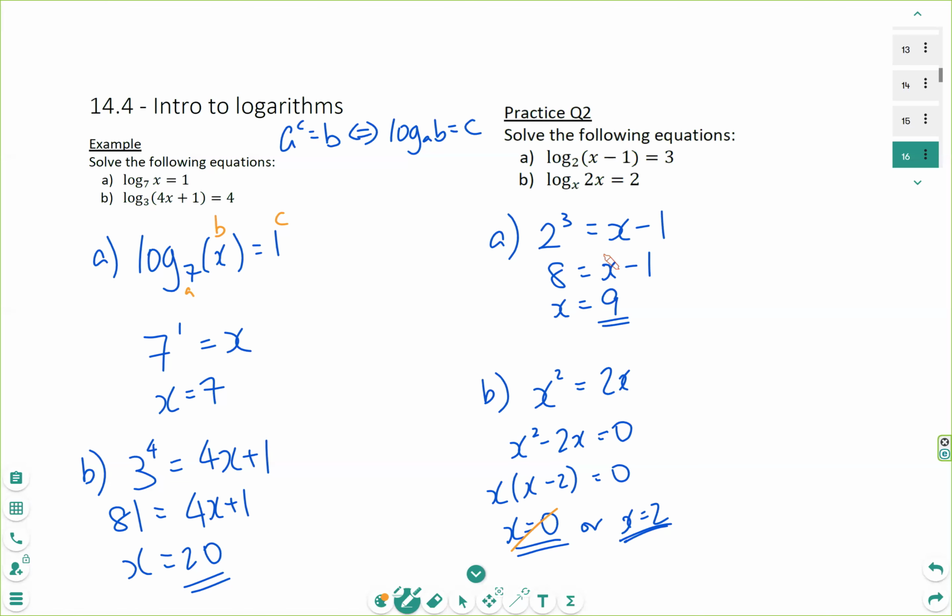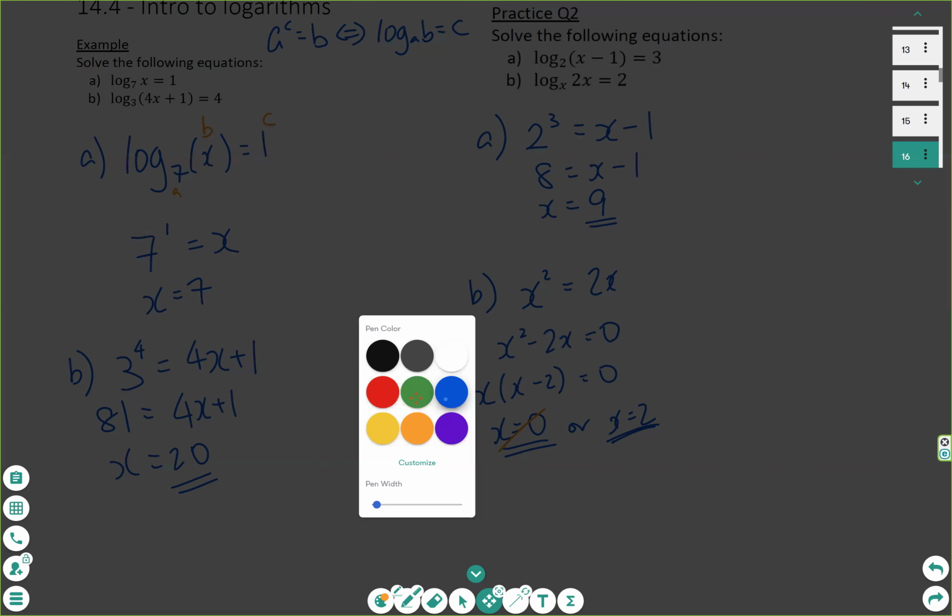Here are the answers. 2 to the power of 3 equals x minus 1. Part A hopefully should be quite straightforward. Part B. So x squared equals 2x. When you see a quadratic, again, do not divide by x on both sides. Bring it to the left-hand side and factorize it. But x equals 0 is not a valid answer. You don't have to explain why.